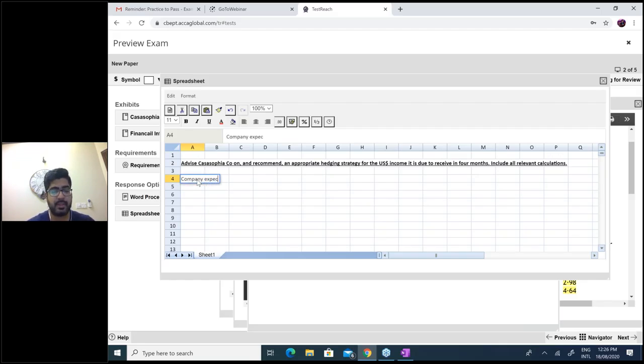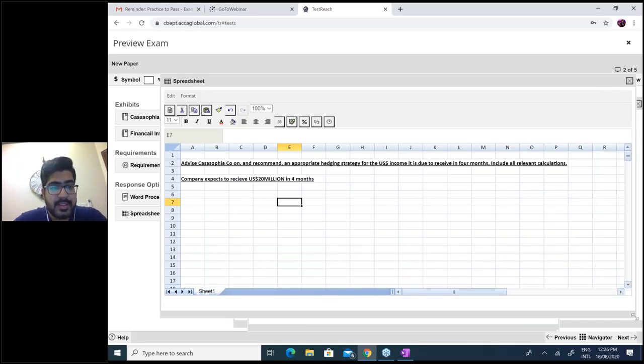The company expects to receive US dollar 20 million in 4 months. So the question asks, advise Casa Sofia and recommend an appropriate hedging strategy for the US dollar income it is due to receive in 4 months. What is the US dollar income it is due to receive in 4 months? It's 20 million US dollar as per paragraph 1.